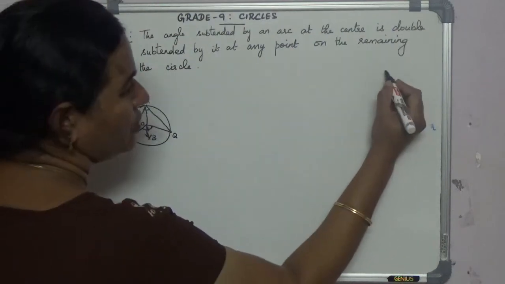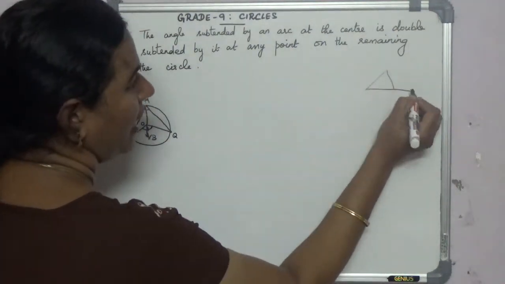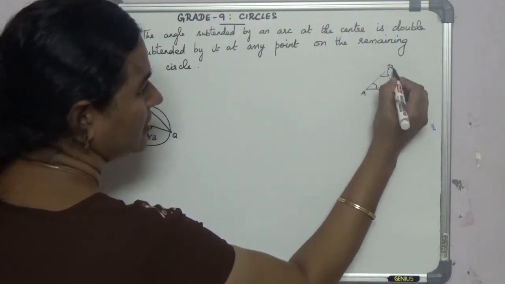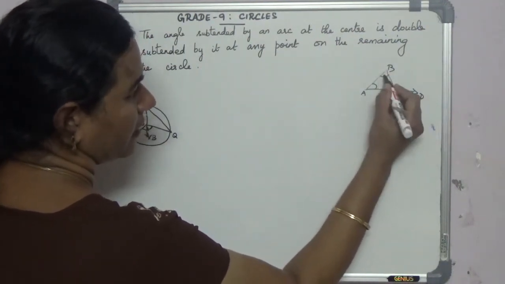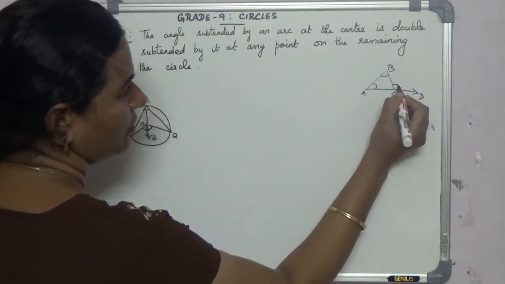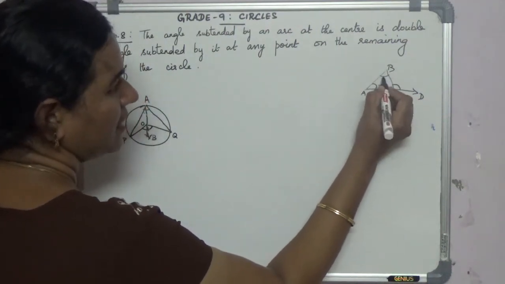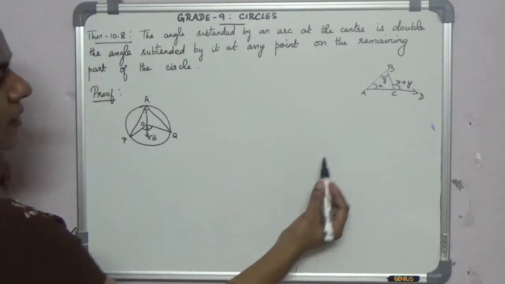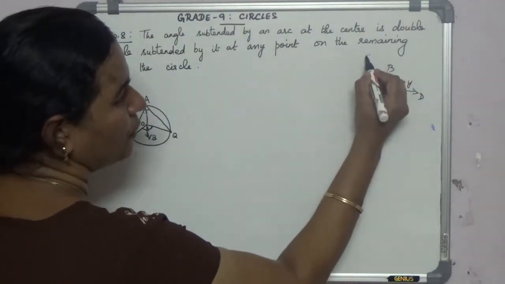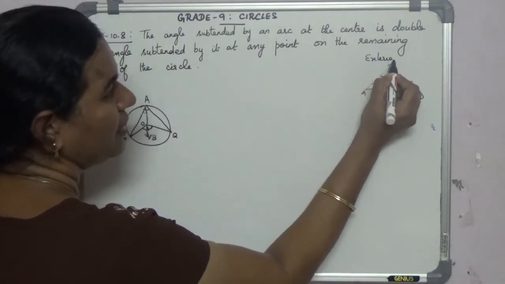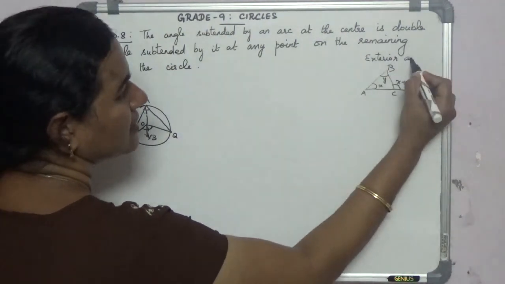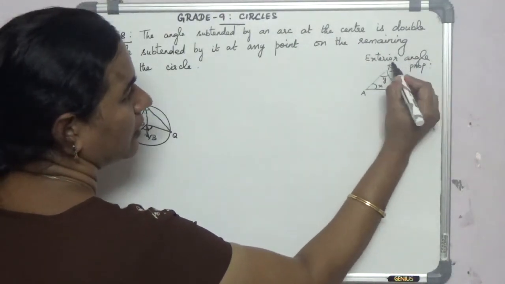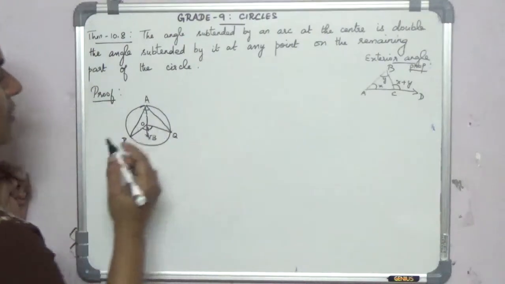That is, when you take a triangle and when you add these two angles, this will be equal to the exterior angle. That is, this is x, this is y, this will be equal to x plus y. This is the exterior angle property which you have already studied in your earlier classes. We are going to make use of this here.